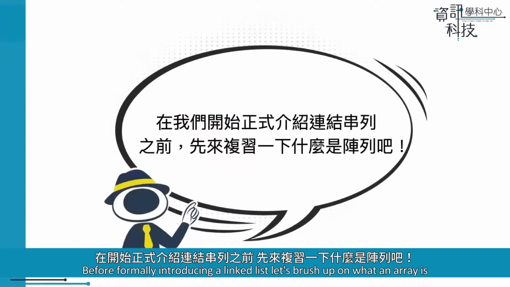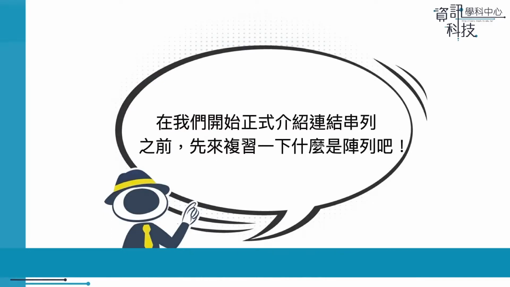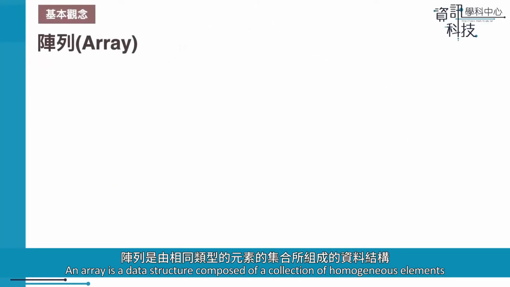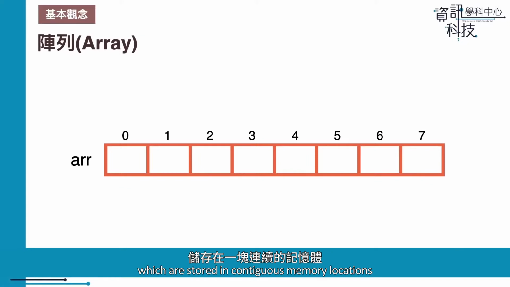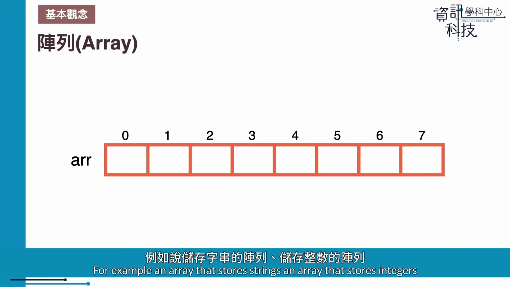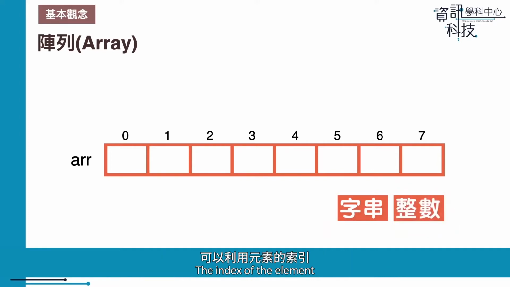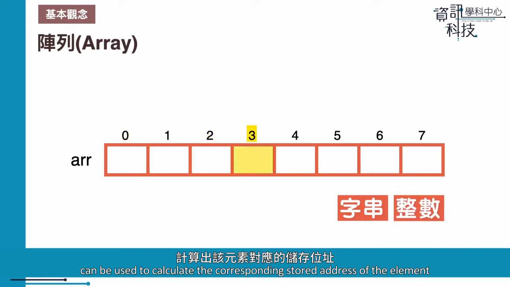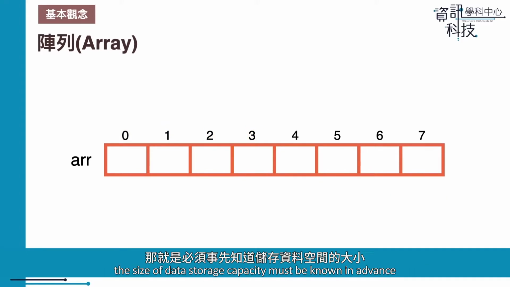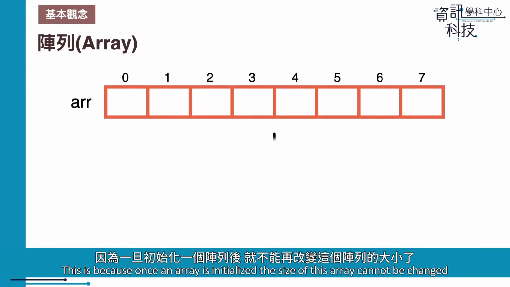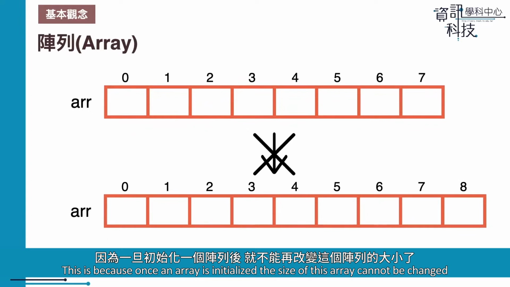Before formally introducing a linked list, let's brush up on what an array is. An array is a data structure composed of a collection of homogeneous elements which are stored in contiguous memory locations. For example, an array that stores strings, an array that stores integers. The index of the element can be used to calculate the corresponding stored address of the element, but the array has a disadvantage. The size of data storage capacity must be known in advance. This is because once an array is initialized, the size of this array cannot be changed.